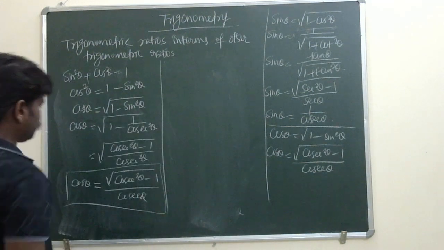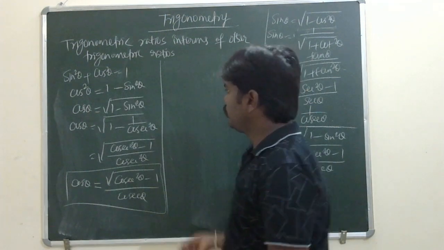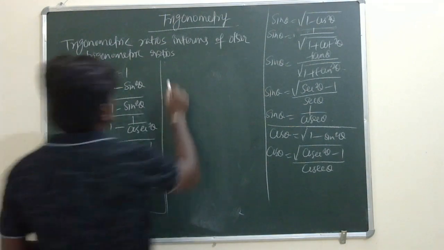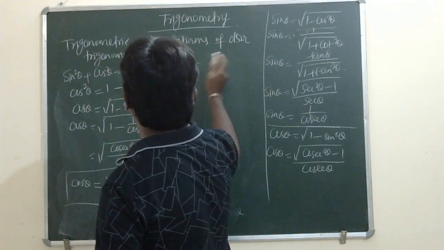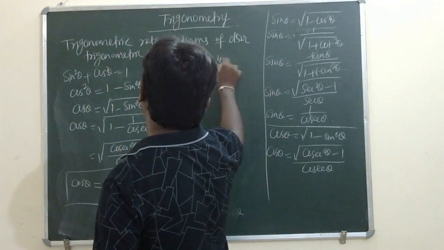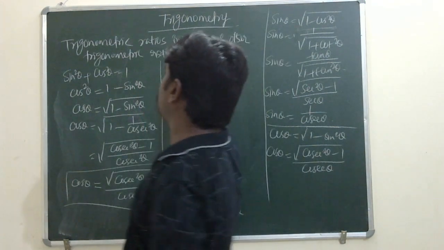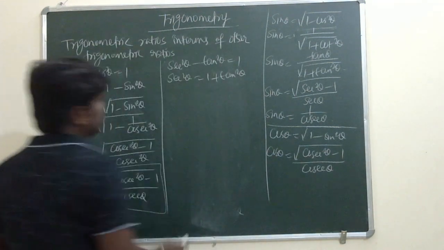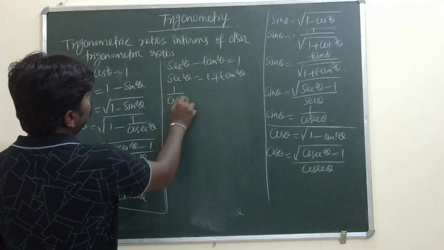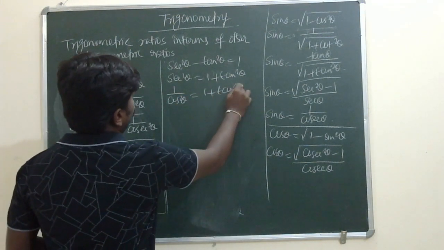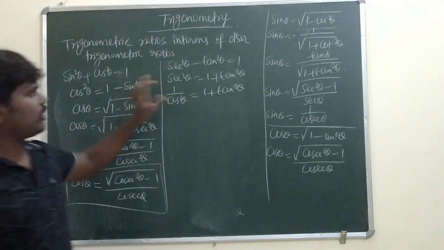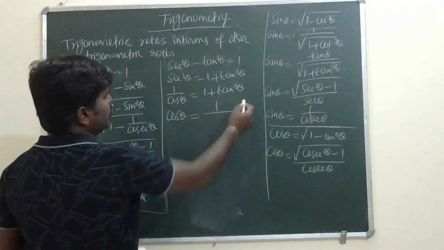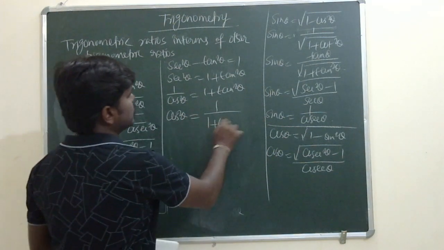Next, now I am using another trigonometric identity: secant square theta minus tan square theta is equal to 1. So we can write secant square theta is equal to 1 plus tan square theta. Secant square theta means 1 by cos square theta is equal to 1 plus tan square theta, because secant and cos are reciprocals of each other. Now I want the cos square theta value, so cos square theta is equal to 1 by 1 plus tan square theta.